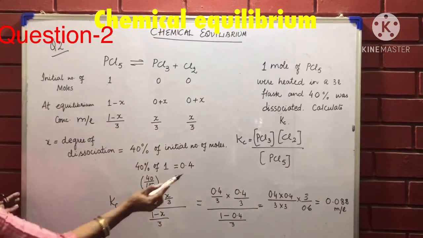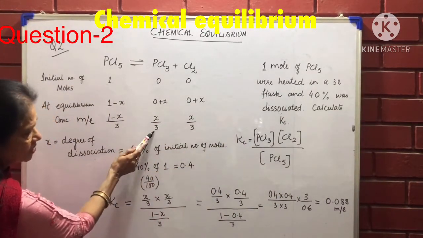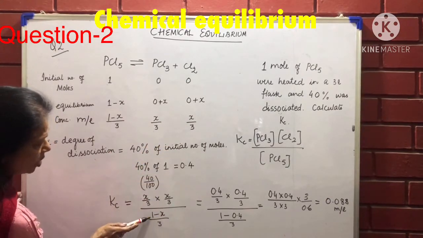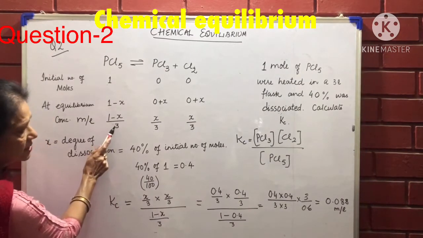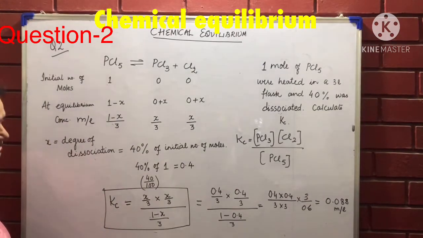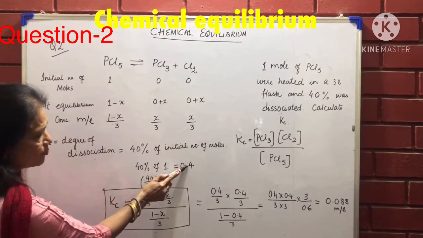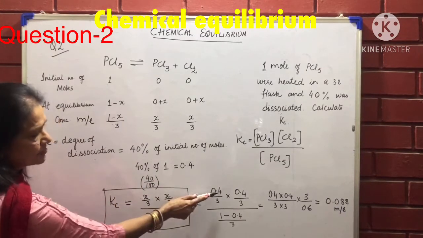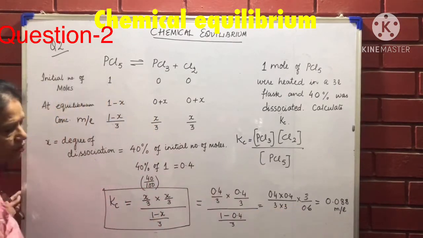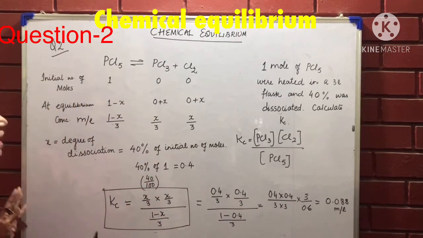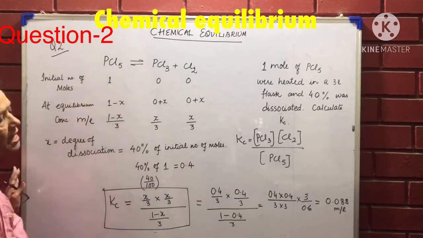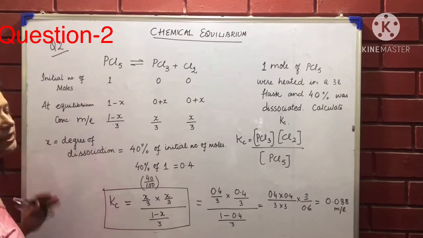So now the concentration of PCl3 is X upon 3. So X upon 3 multiplied by X upon 3 upon 1 minus X upon 3, which is this. So substituting these values, I get to know what Kc is. Now X value I already know is 0.4. So wherever X is written, substitute 0.4 at that place. And finally you will get the answer 0.088. So our idea is, first we'll find out initial number of moles. Then what are the number of moles at equilibrium.